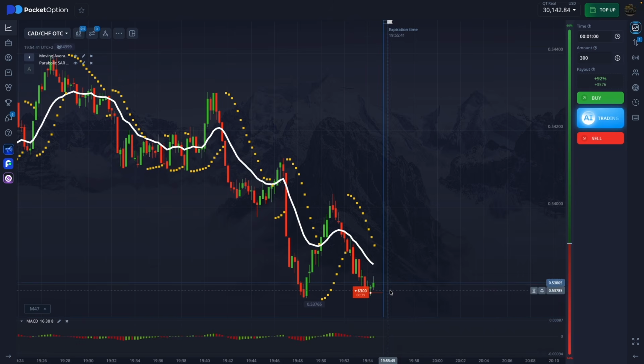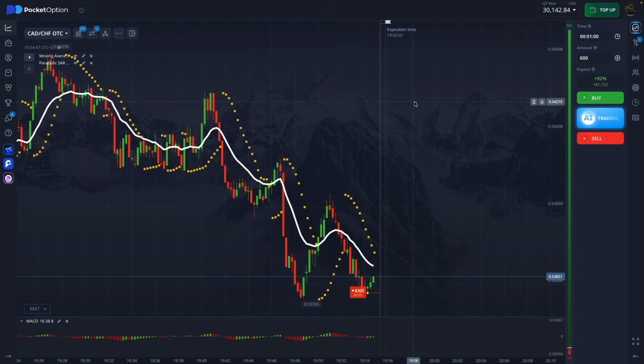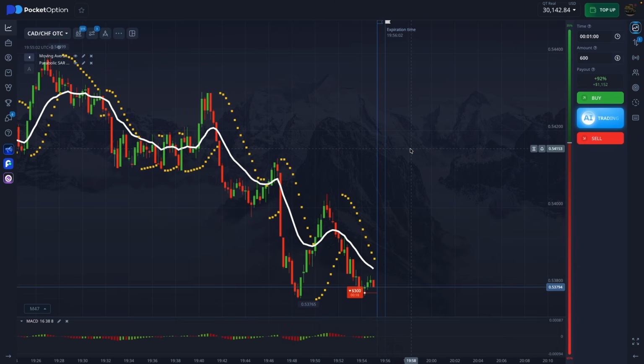A small rebound is possible now, so I am immediately preparing an amount here for doubling. And just a couple more words about doubling. So, for instance, if this trade closes at a loss, the next trade will be opened for $600, and if it closes at a profit, the payout will be enough to recover the loss from this trade and earn a little more on top. However, if my $600 trade also closes at a loss, then I will double again, and the next trade I will open for $1,200.